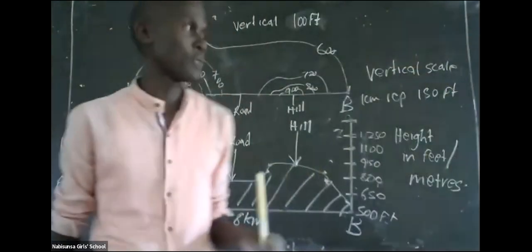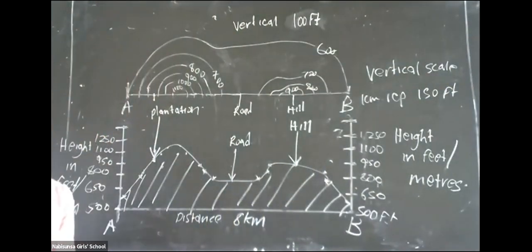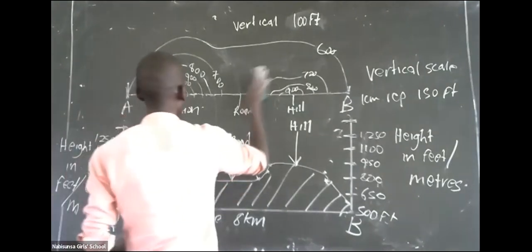Yes, Patience, I'm seeing your hand is up. Teacher, when you are writing the scale, are we allowed to write rep instead of represents? Better you write represents, but it doesn't take a full page, it's just a small page. Just say 1 centimeter represents. Simple. Now our scale, let me remove the top part.